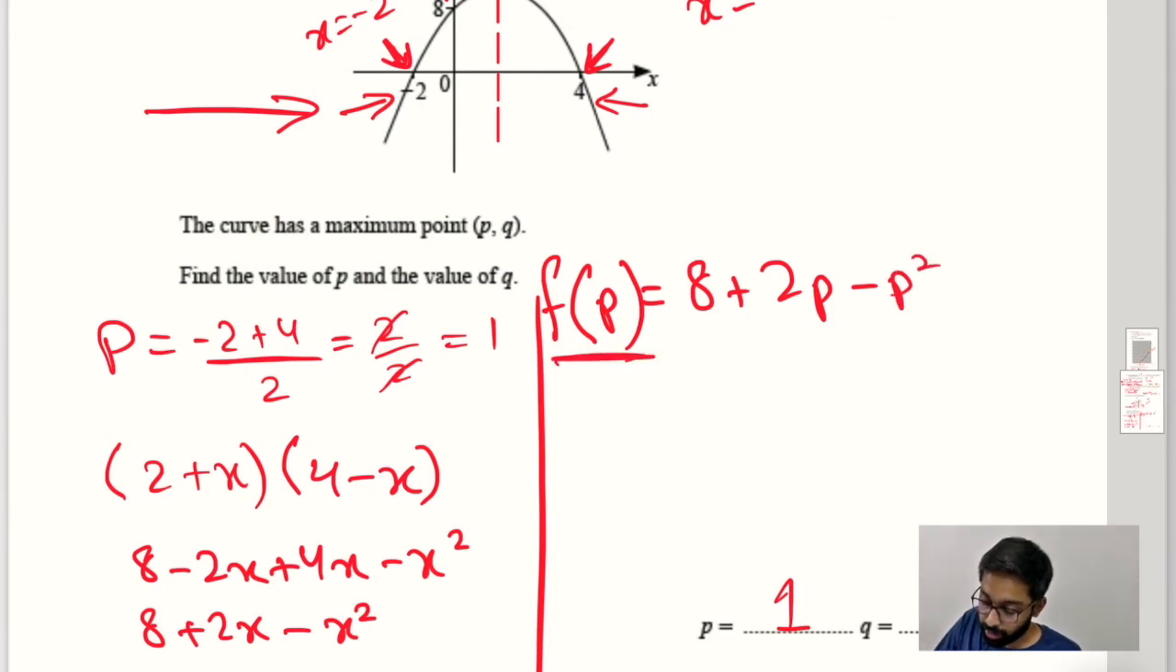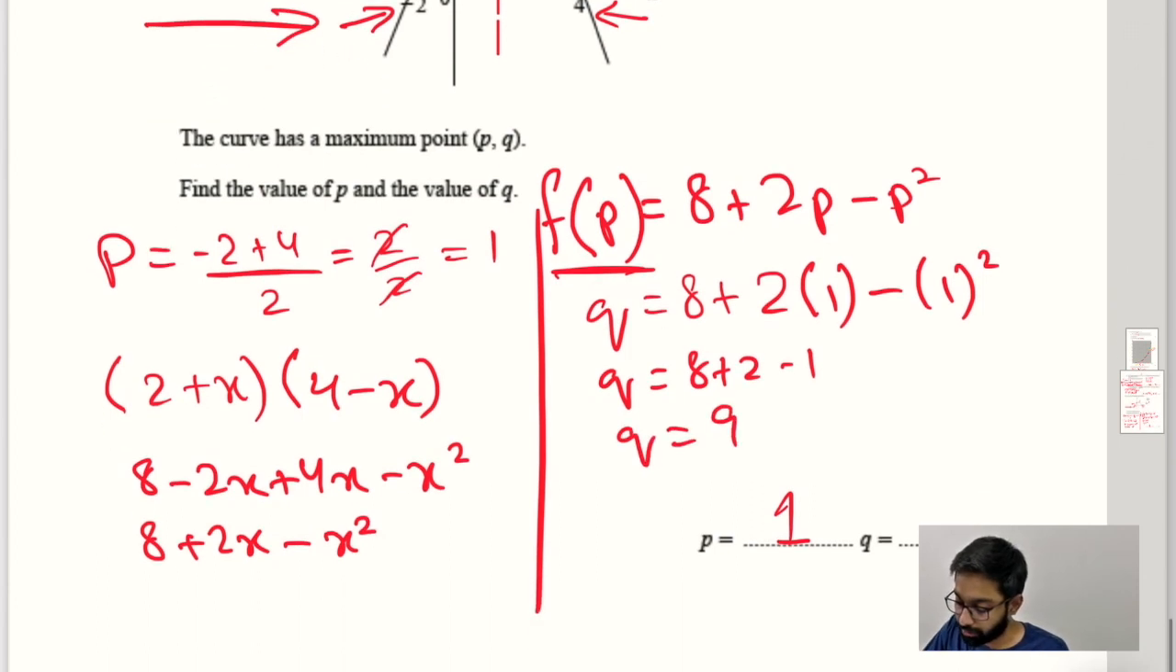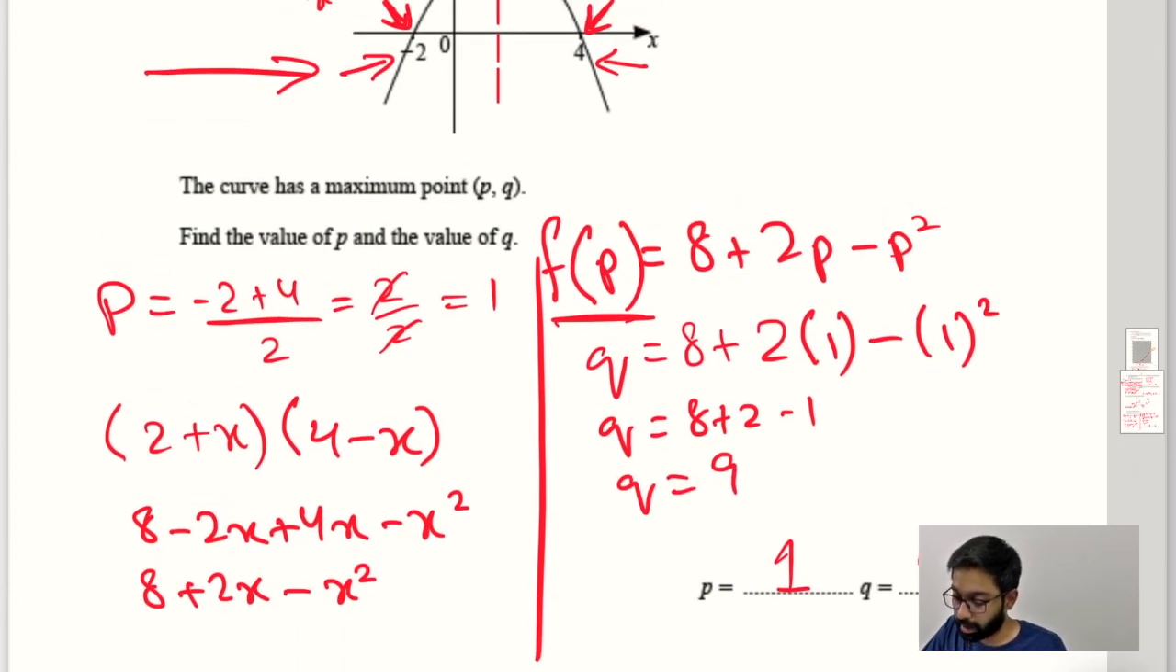Now this part is actually q, so you substitute the value of p, which is 1, into this equation. So I get q is equal to 8 plus 2 minus 1. Q comes out to be 9. So the value is 9.